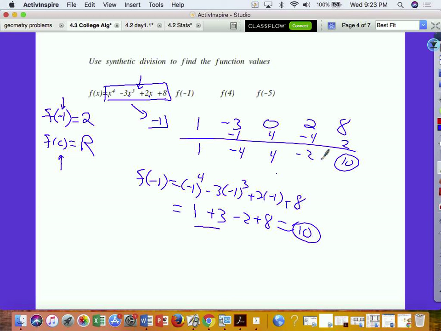So that's using synthetic division to find a functional value. The remainder theorem. F of c is equal to the r, and that's again implying that we're getting a remainder when we're dividing that c into your polynomial.